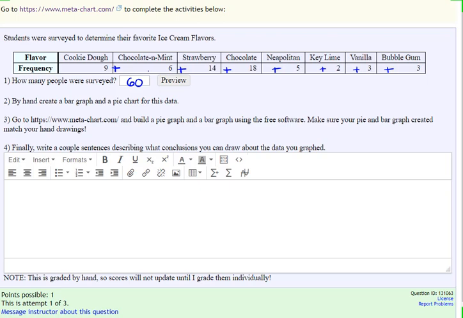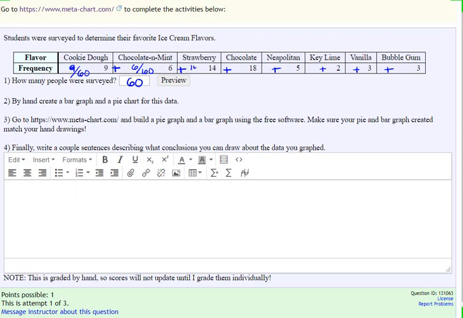So by hand, create a bar graph and a pie chart for this data. Well, this is going to be a little more work because we have to find the percentage for each one of these preferences for ice cream flavors. So that means that we would have to find the cookie dough percentage out of the total, which is 9 divided by 60, or 9 out of 60. We would find the chocolate and mint percentage, which would be 6 out of 60.